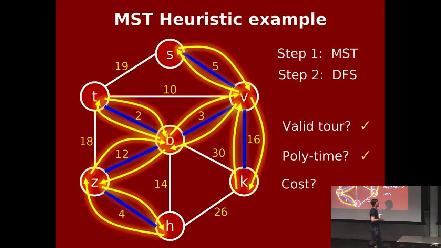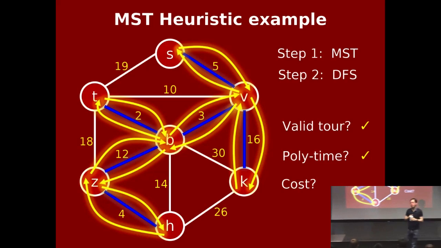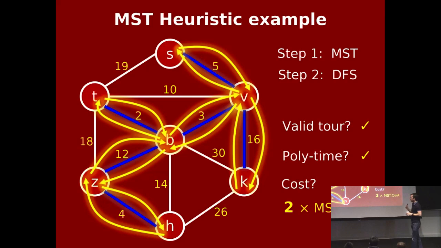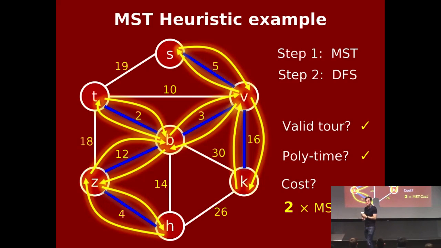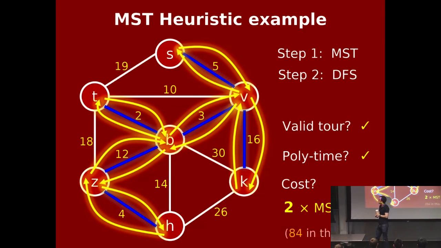And what is the cost? Well, let me ask you this. How does the cost of the tour relate to the cost of the spanning tree? It's literally exactly double the MST cost, always. You can see it from this picture: you traverse every edge of the minimum spanning tree exactly twice. But we're not trying to compare this tour's cost to the MST cost. We're trying to compare it to the cost of the cheapest tour that visits all the cities. In this case, the tour cost 84, which is pretty good. The cheapest tour is 71.